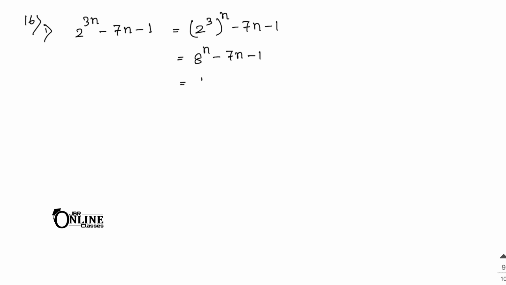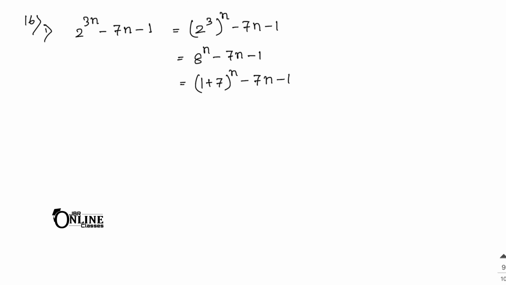Next, sum number 16. In sum number 16, by using the binomial theorem, prove that the first one, 16(1), 2 to the power 3n minus 7n minus 1 is divisible by 49 for all n belongs to N. So here 2 to the power 3n, you can write this as 2 to the power 3, then whole to the power n, minus 7n minus 1. So it will be 8 to the power n minus 7n minus 1. You can write 8 as (1 plus 7) whole to the power n minus 7n minus 1.